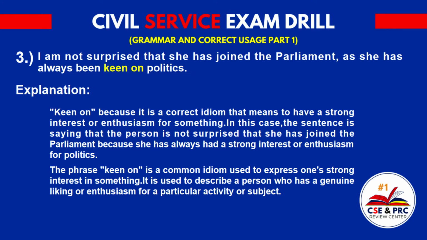Explanation. Keen on, because it is a correct idiom that means to have a strong interest or enthusiasm for something. In this case, the sentence is saying that the person is not surprised that she has joined the parliament because she has always had a strong interest or enthusiasm for politics. The phrase, keen on, is a common idiom used to express one's strong interest in something. It is used to describe a person who has a genuine liking or enthusiasm for a particular activity or subject.